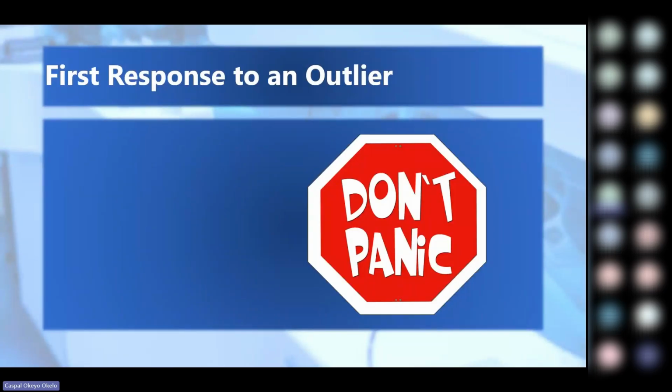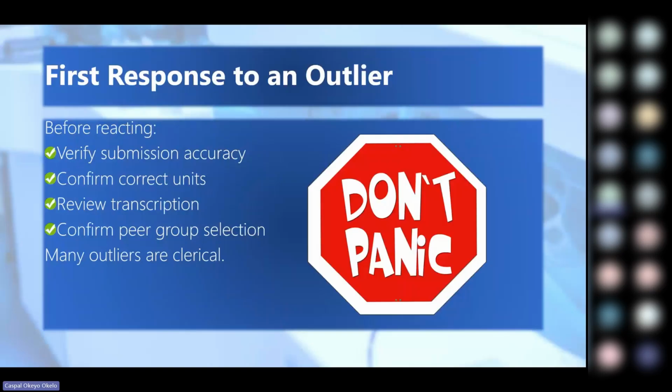So before launching a full investigation, you need to confirm something that is very basic. Was the correct result submitted? You'll check your submission record, you'll compare it with the analyzer printout, you'll confirm the units, you'll confirm the decimal placement, you need to confirm peer group selection. And when all this is done, you'll be surprised at how often EQA outliers are due to clerical errors.